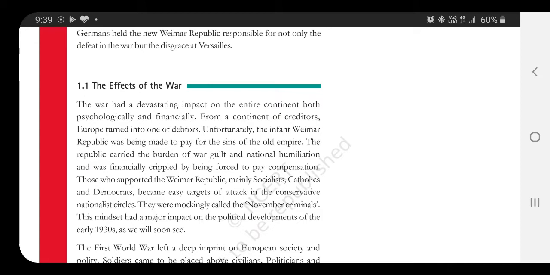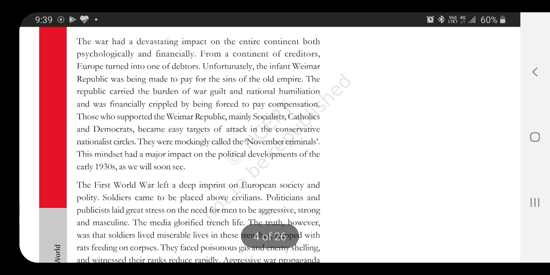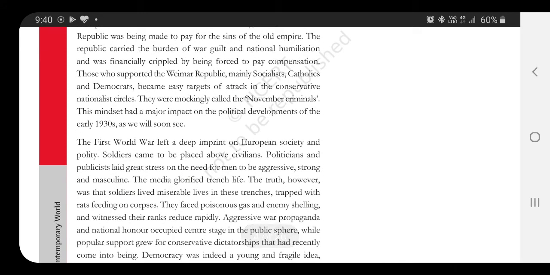Unfortunately, the infant Weimar Republic was being made to pay for the sins of the old empire, because it was believed that because of the old empire the First World War was waged. The republic carried the burden of war guilt and national humiliation and was financially crippled. It became financially bankrupt, and all its financial resources dried up. Democrats became the easy targets.